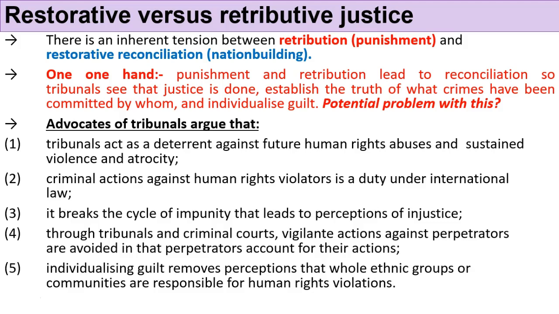Advocates of tribunals argue that they act as a deterrent against future human rights abuses, and that criminal action against human rights violators is actually a duty under international law. It breaks the cycle of impunity that leads to perceptions of injustice. Through tribunals and criminal courts, vigilante actions, that is, by the public, against perpetrators are avoided because perpetrators are accounting for their actions in a legal way. It also individualizes guilt by removing perceptions that a whole ethnic group or community is responsible for human rights violations, and attributes that guilt to specific people who commit human rights violations or atrocities.